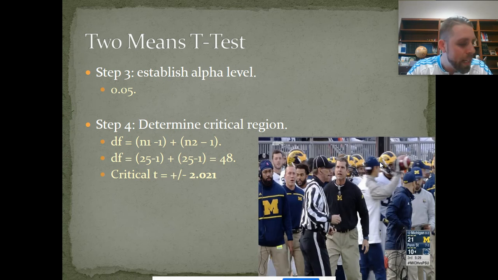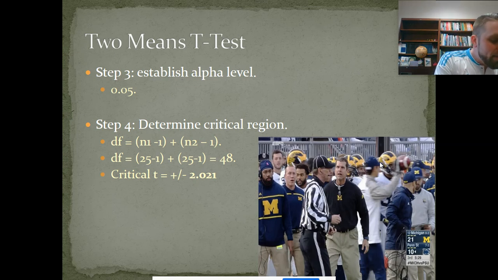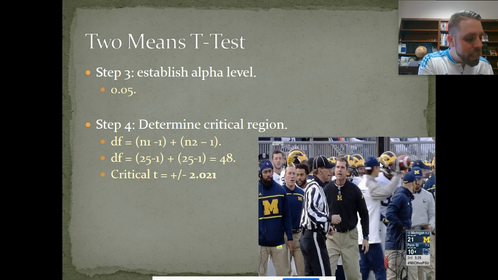So because 48 is less than 60, I have to round down to 40. And then I find the column for 0.05 at a two-tailed test, and I see right there for 40, 2.021. That is going to be my critical value.